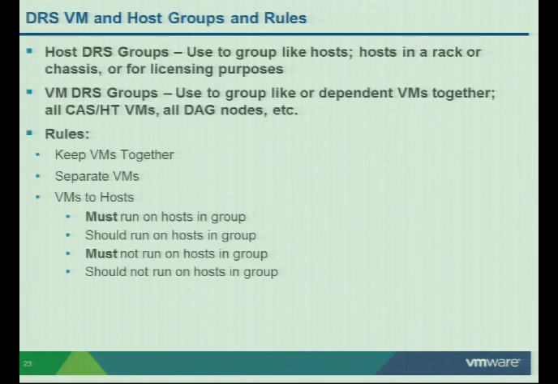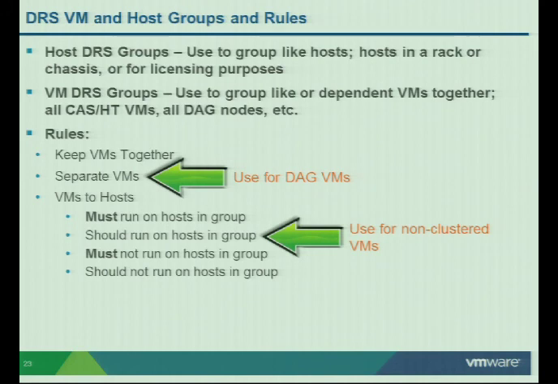So we have DRS VM and host groups. The host groups I like to use for localized ESX hosts, say hosts in a chassis or hosts in a rack. Group those hosts together, especially useful if I have a vSphere cluster that spans multiple chassis, multiple racks. VM groups are typically used for grouping like types of VMs, so maybe a set of my client access servers, a set of my hub transport servers. And I'll show an example in a minute.